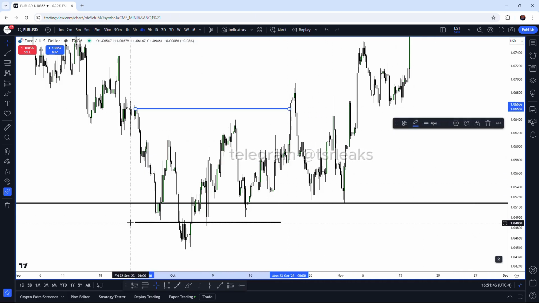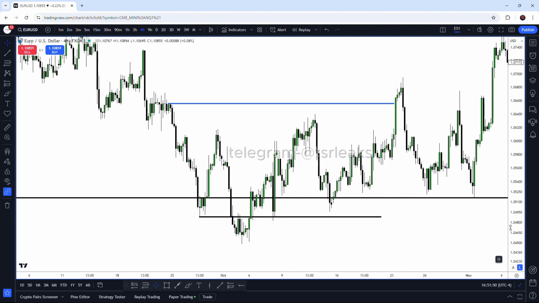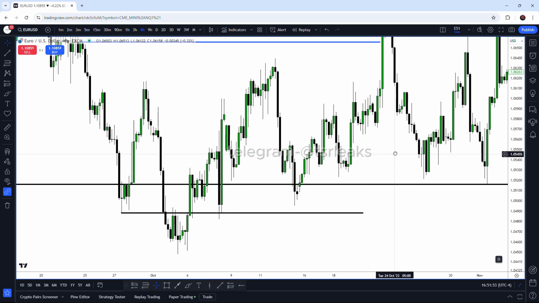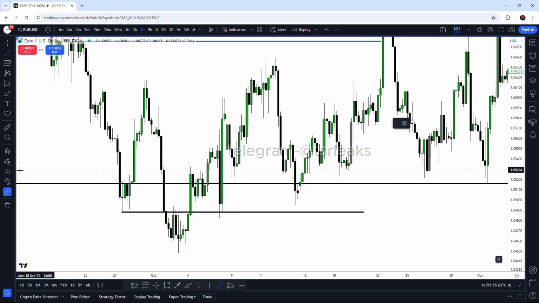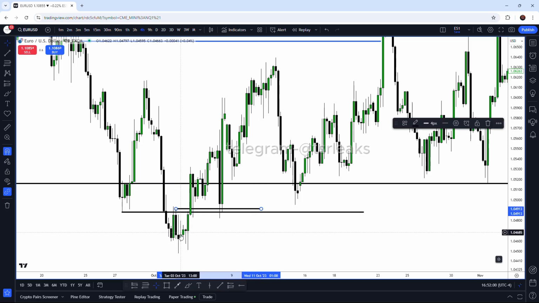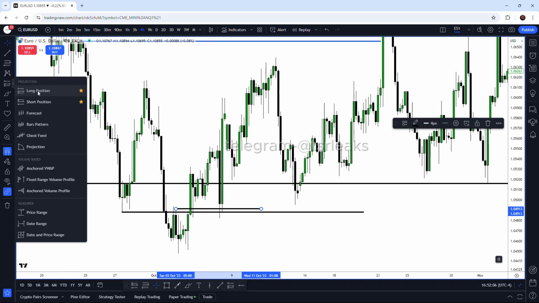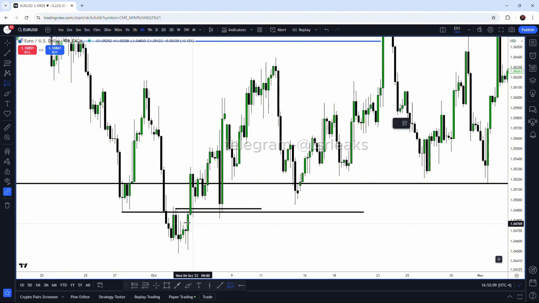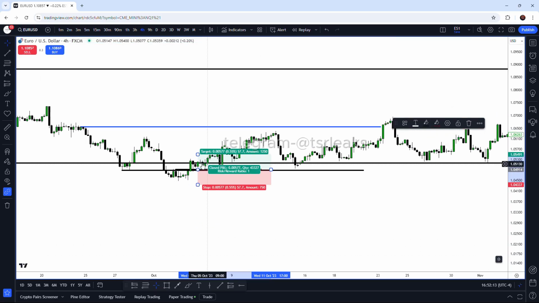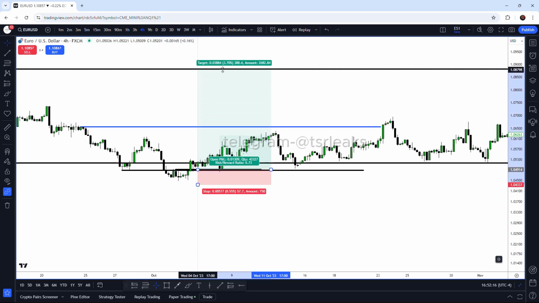Weekly CRT low and high. Order block confirmed with a close above the candle. Close above entry right off the bat here. Targeting the highs. With a tight stop loss.